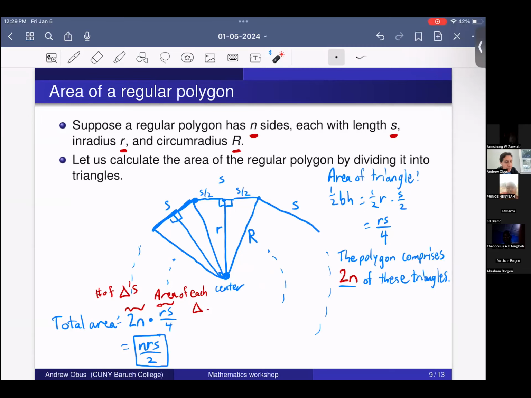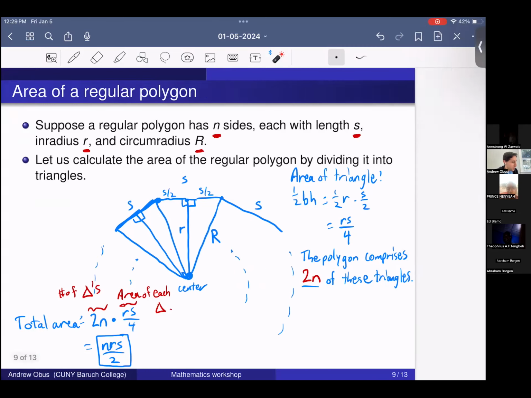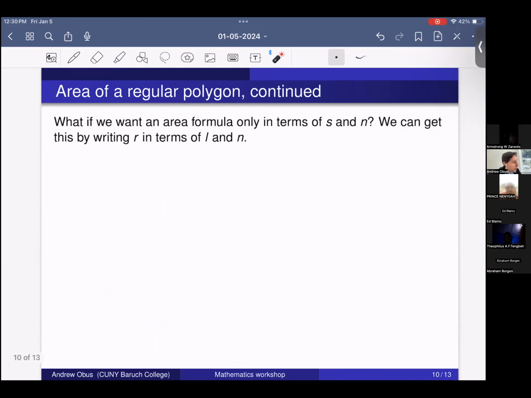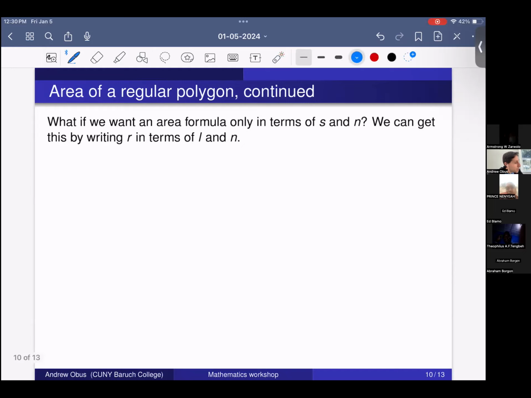So this last slide, I'm going to apologize. I've tried to avoid trigonometry during this unit on geometry, but for the next slide, we're going to have to do a little bit of trigonometry. So if the trigonometry makes sense, then that will be helpful. So what if we want the area formula in terms of only s and n? Sorry, that L should be an s.